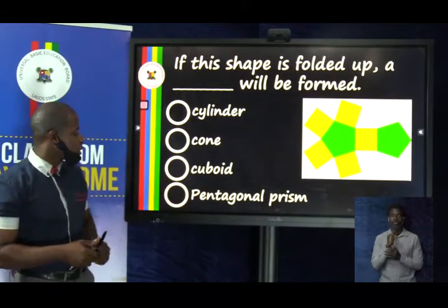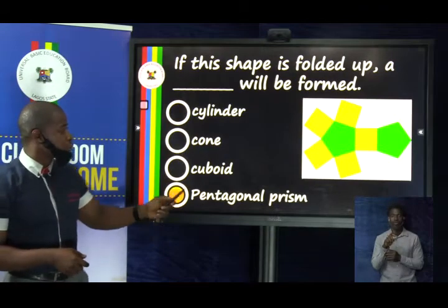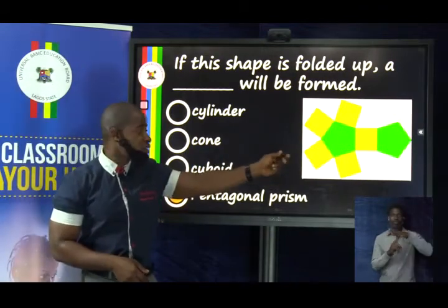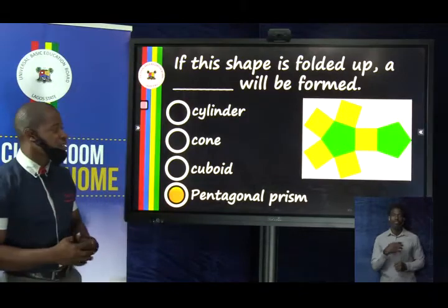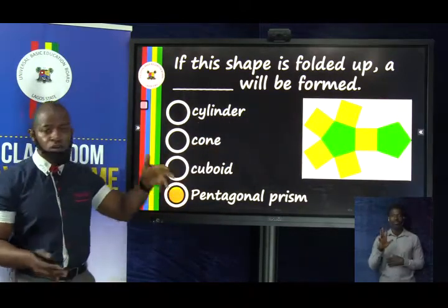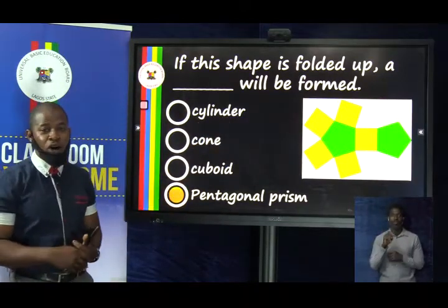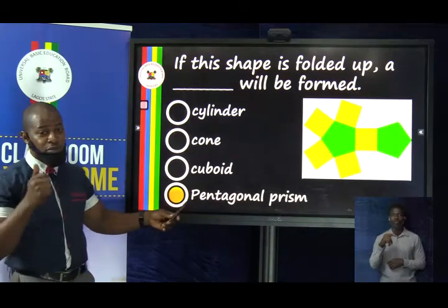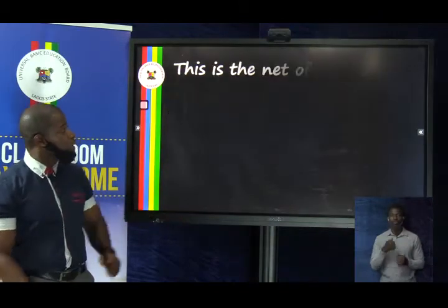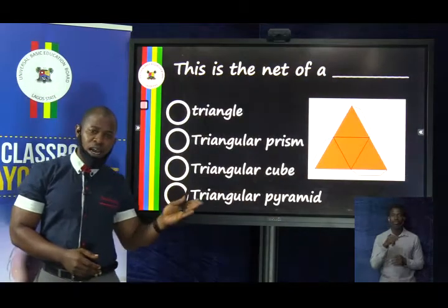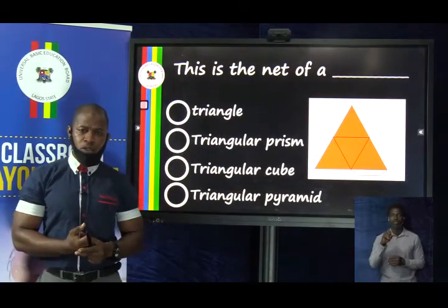Well, the correct option is a pentagonal prism. And that is because the top is a pentagon, 5 sides. The bottom is a pentagon, 5 sides. And you have all the 5 rectangles attached to them. So you have a pentagonal prism. Good job, you. Next question says, this diagram is the net of what?